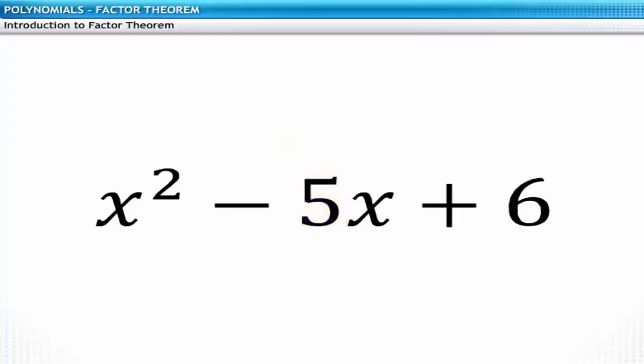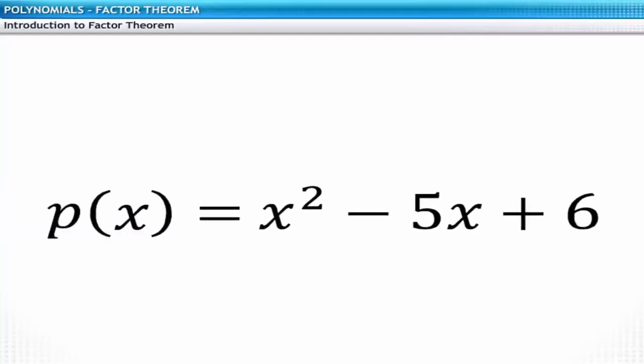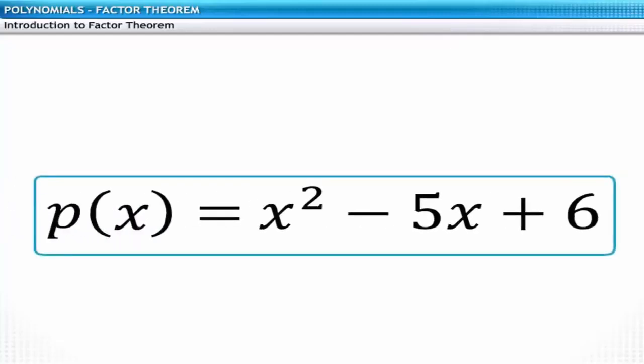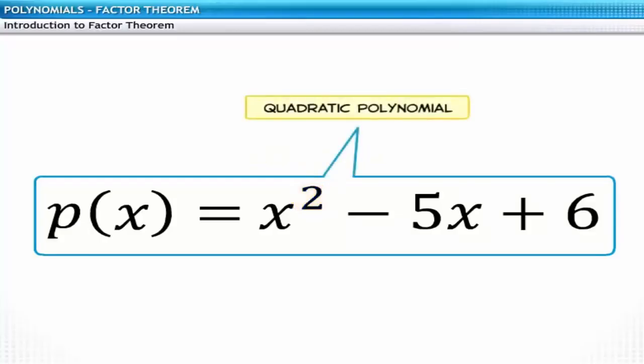The variable of this polynomial is x. Hence, it can be represented as p of x, which is the general form of representing polynomials. In this polynomial, the highest degree of x is 2. Thus, this is a quadratic polynomial.